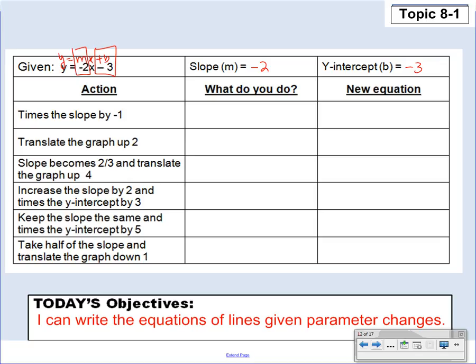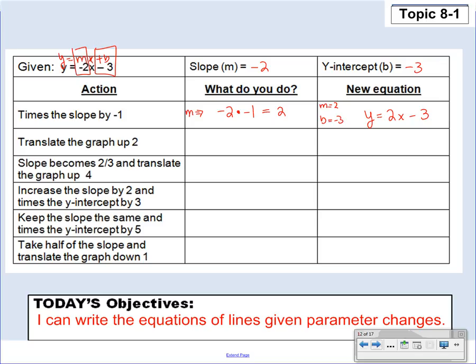Our action, we want to times the slope by negative 1. So the slope is the only thing that changes. Our original slope was negative 2. We want to times it by negative 1. So negative 2 times negative 1 is a positive 2. So we have a new slope of 2, but our y-intercept is still the same. It's still a negative 3. So our new equation is y equals 2x minus 3. Notice how it is different than our given.